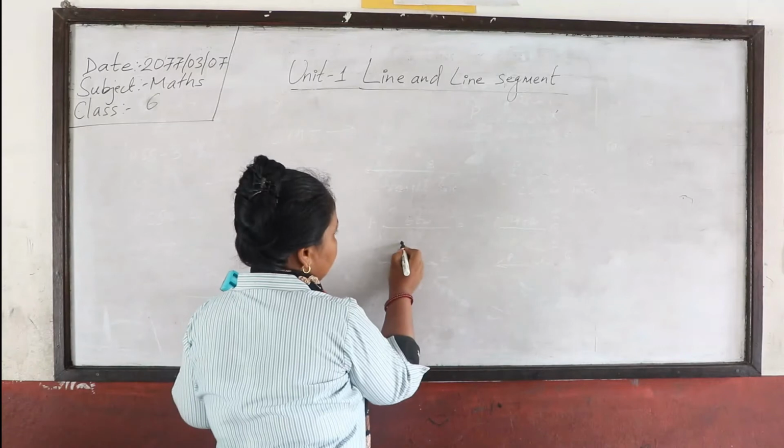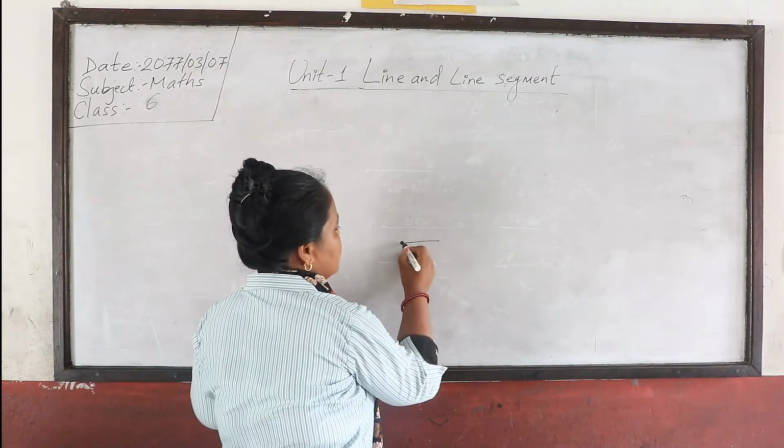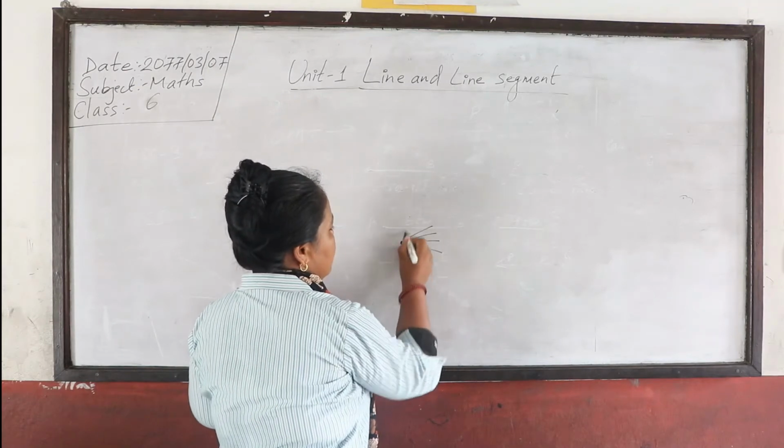This is a point. From this point we can draw infinitely many lines. So many lines we can draw.